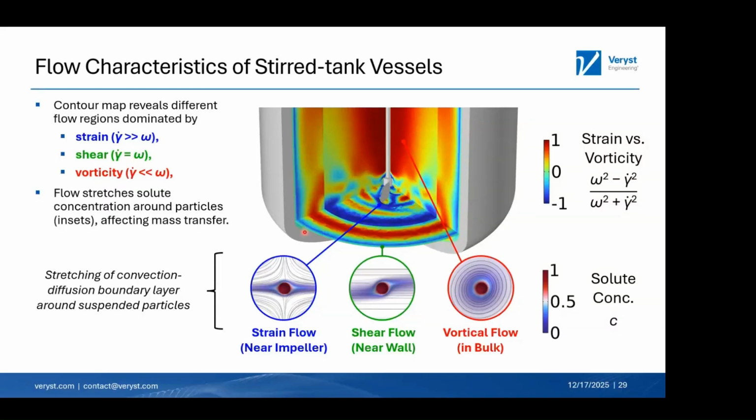Why does this matter? This matters because when you have particles suspended in the flow and now they interact in different flow fields, the degree of stretching of the boundary layers around the particles depends on flow type. Right, so in the literature, you might see different scenarios, different micro models for different flow types: simple shear, pure strain, rotation. The reason for that is that these different flow types can affect, in this case, mass transfer rates. Right, so the Sherwood number correlations that I showed before are flow type dependent.